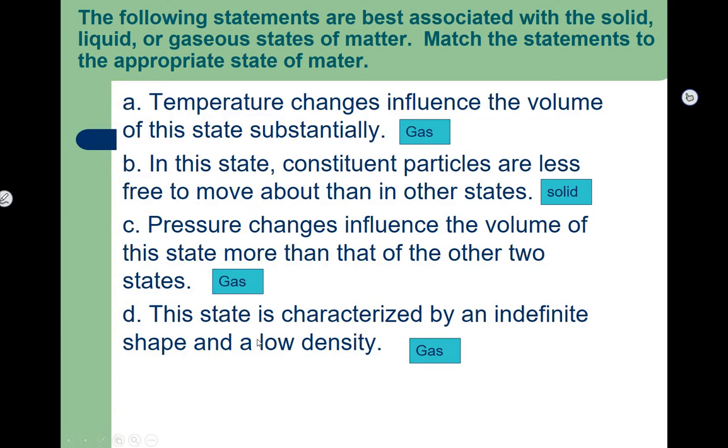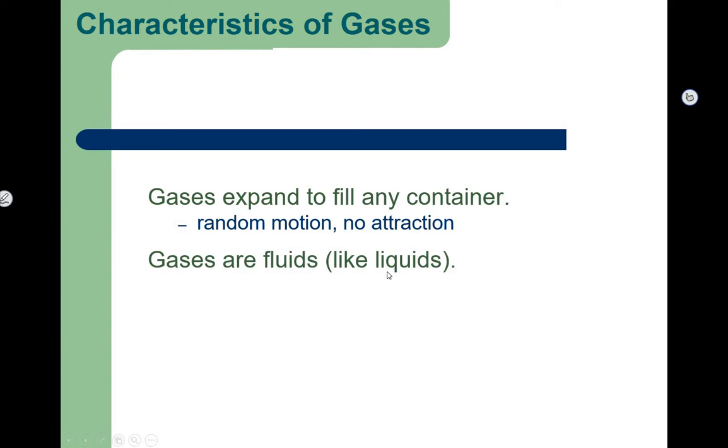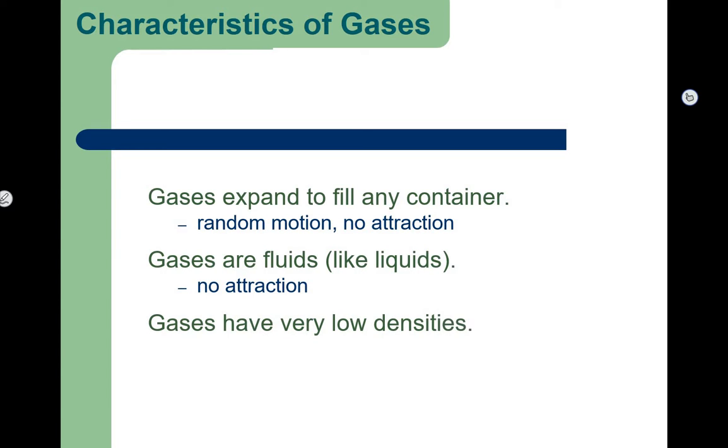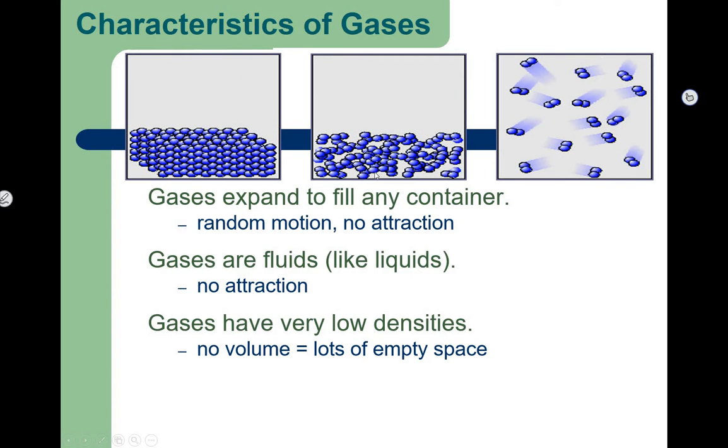Gas. If it would have said a medium density or a density of about 1, it would have been a liquid. Okay? All right, so some characteristics of gas. They'll expand to fill any container. Random motion, no attraction. Gases are fluid, like liquids. They will pour like liquids. They have very low density, no volume, lots and lots of empty space. So as we look at it, solid, liquid, gas, we've got lots of space, but they're also moving a lot more. These would be flowing over each other, and these would just be jittering back and forth.